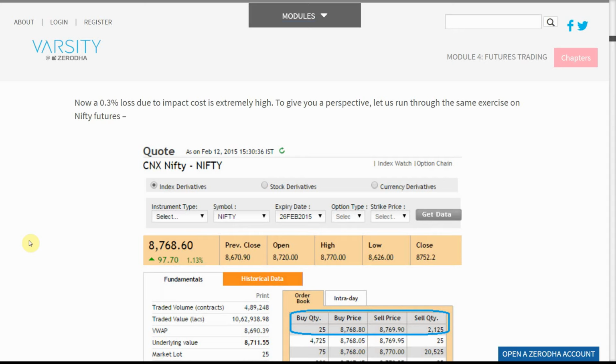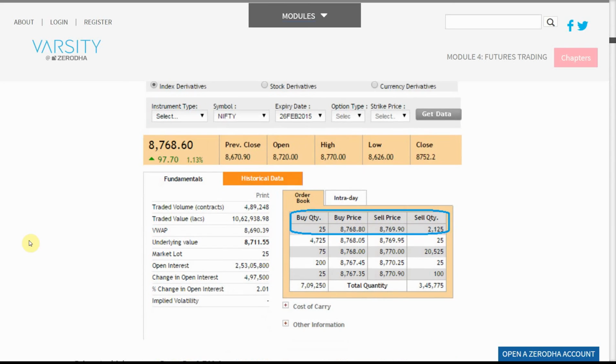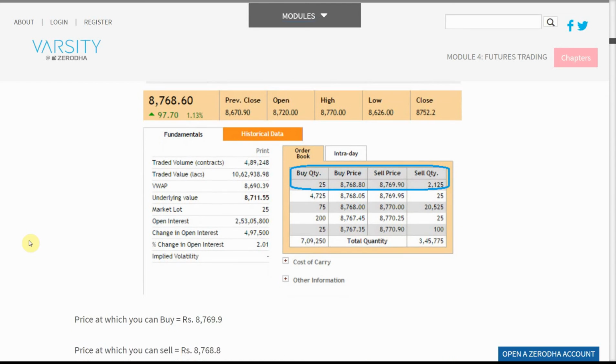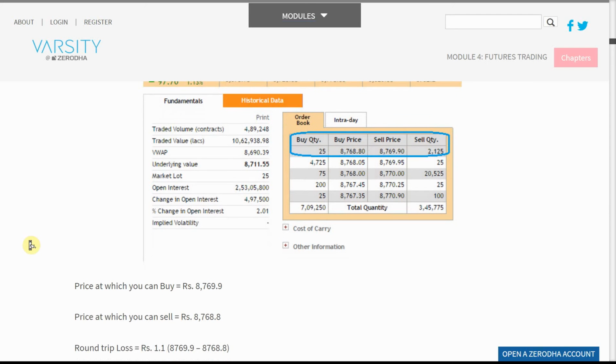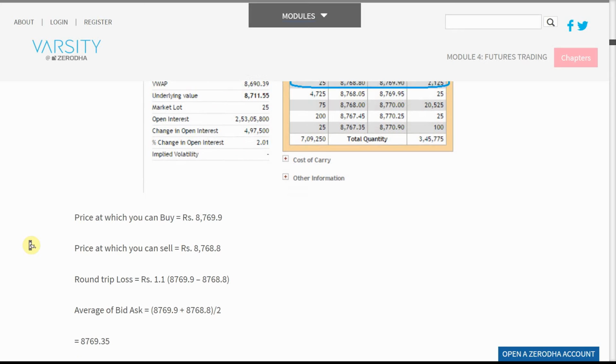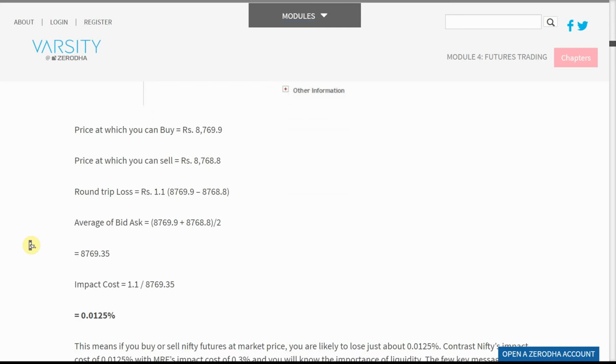Price at which you can buy equals Rs 8,769.9. Price at which you can sell equals Rs 8,768.8. Round trip loss equals Rs 1.1, which is 8,769.9 minus 8,768.8. Average of bid and ask equals 8,769.9 plus 8,768.8, divided by 2, equals 8,769.35.